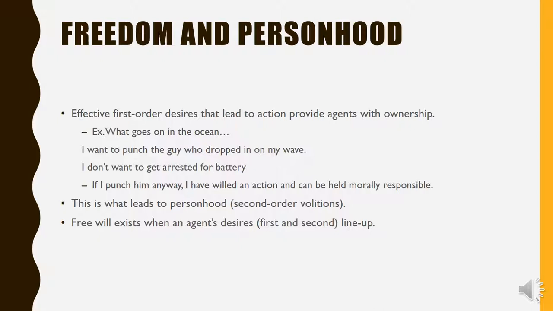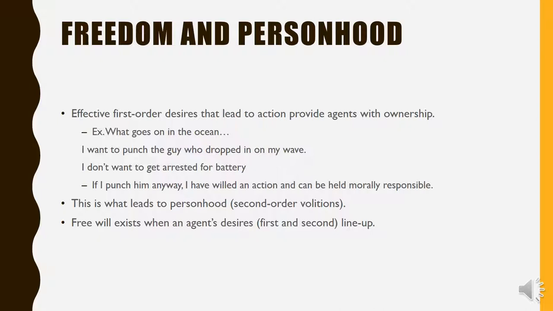If, however, I want to punch the person in the face, and I know that if I punch the person in the face, I might get arrested for battery, but my emotions are too strong and I punch the person anyway, this would be an example of not having my second order and first order desires align. Now, I'll still take ownership because I had the effective first order of wanting to punch the person in the face.